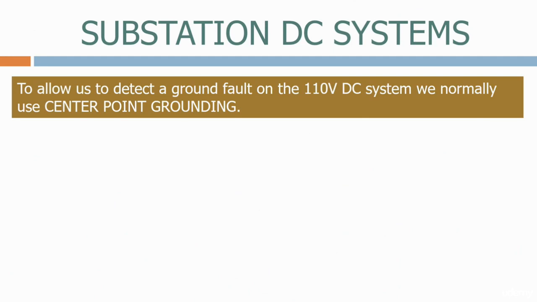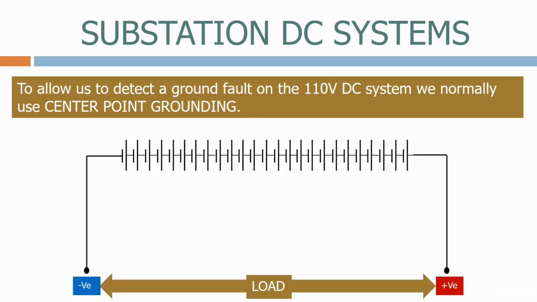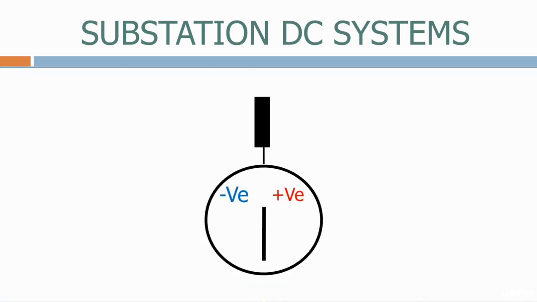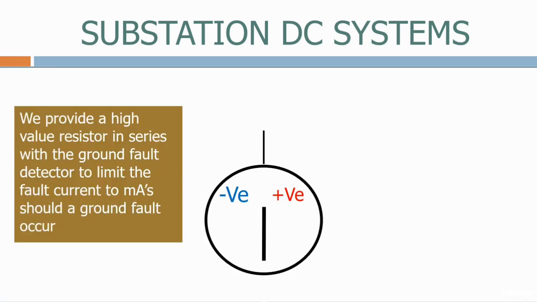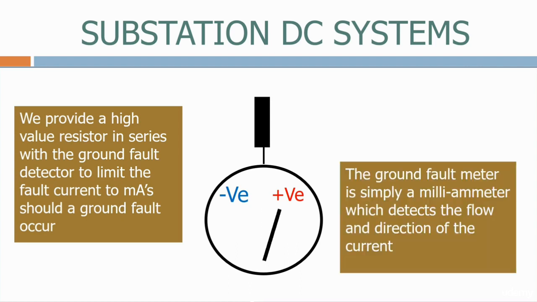To allow us to detect a ground fault on the 110-volt DC system, we normally use center point grounding. Here's a typical battery and load configuration. Here is the ground detector connected to the center point of the battery. We provide a high-value resistor in series with a ground fault detector to limit the fault current to milliamps should a ground fault occur. The ground fault meter is simply a milliammeter, which detects the flow and direction of the current.